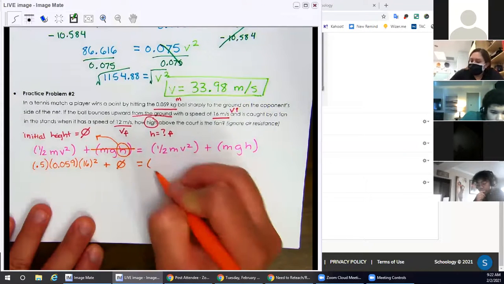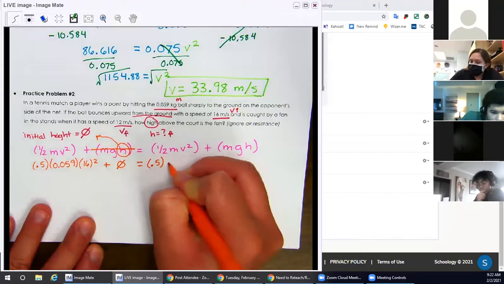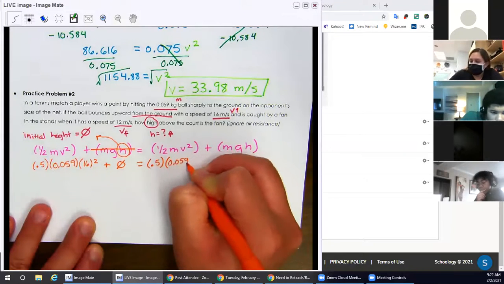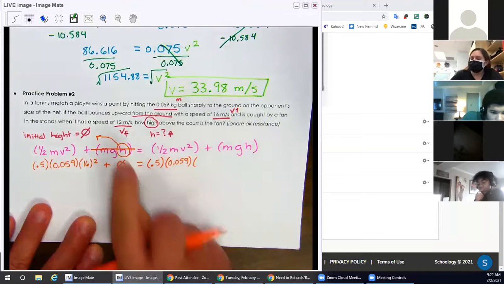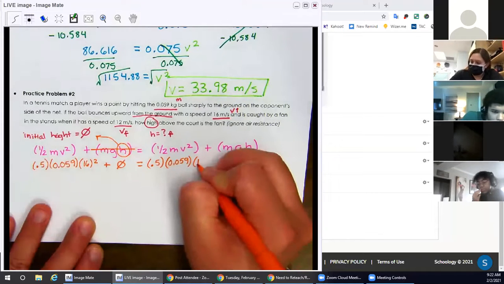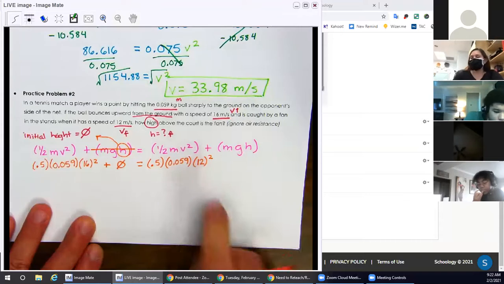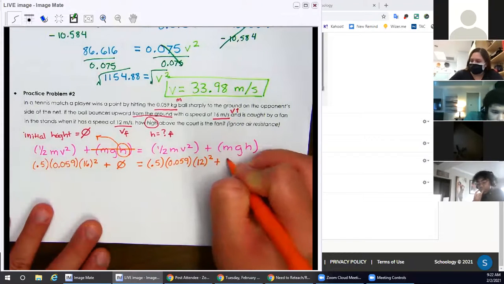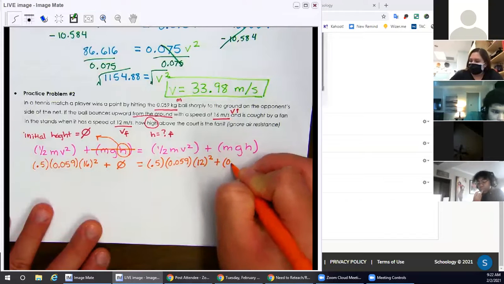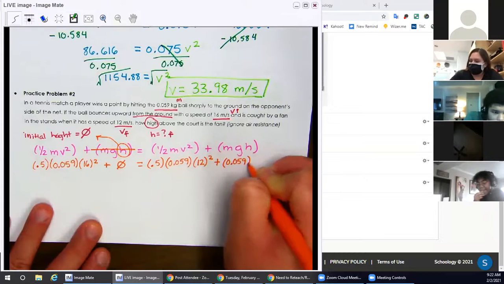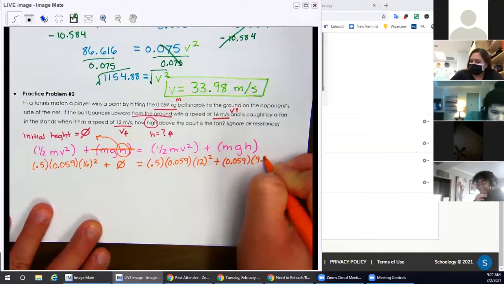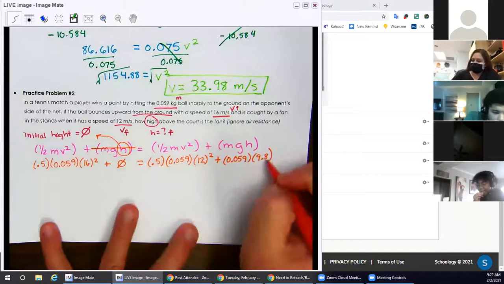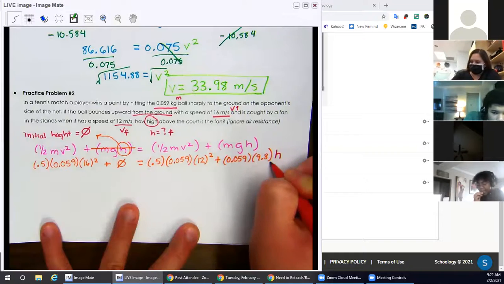And then again, 1/2 is the same as 0.5. My mass doesn't change, it's 0.059. My second velocity was 12. Don't forget to square that velocity. That velocity always needs to be squared. My mass, again, is still 0.059. Gravity is always 9.8. And we are looking for that final height. This is what we're looking for.